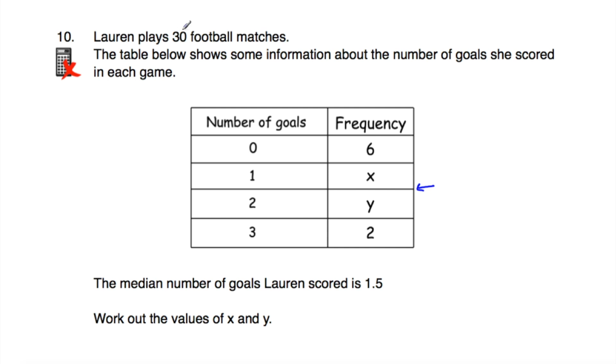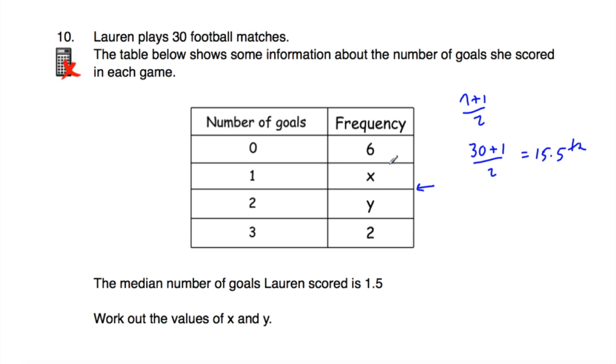Okay, so if we have a look at the question, we're told there's 30 matches altogether. So the position of the median, n plus 1 divided by 2, because this is ungrouped frequency, so we're just going to use n plus 1 divided by 2. We're going to take the number of matches, which is 30, and add 1, and then divide by 2. And 30 plus 1 is 31, divided by 2 is 15.5. So that means the median, which we know is in between here and here, is going to be the 15.5 value. So the 15th value must be a 1, and the 16th value must be a 2, so that the 15.5 value must then be 1.5.